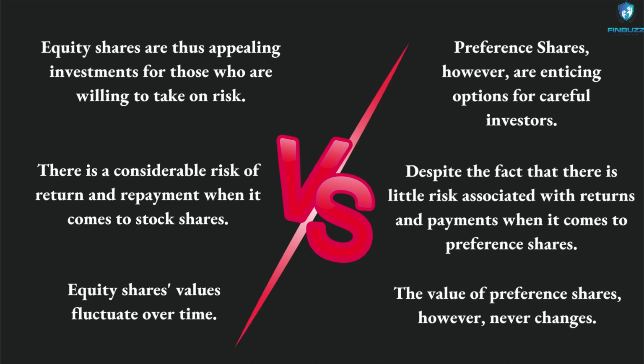The next difference is the risk involved. In the case of equity shares, there is a high risk regarding returns and repayment, while there is little risk involved regarding returns and repayment in the case of preference shares. Now moving on to the next difference, which is the market value of shares. The value of equity shares changes over time. In contrast, the value of preference shares remains constant.